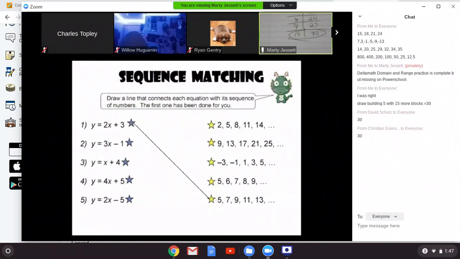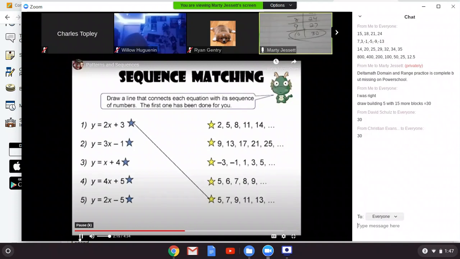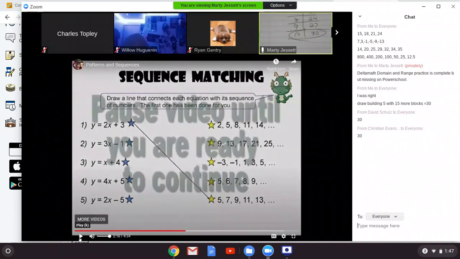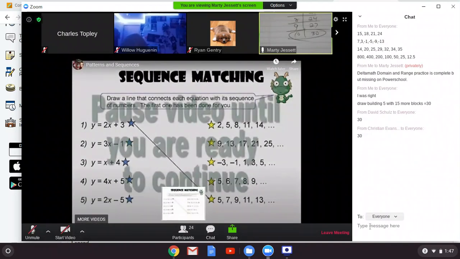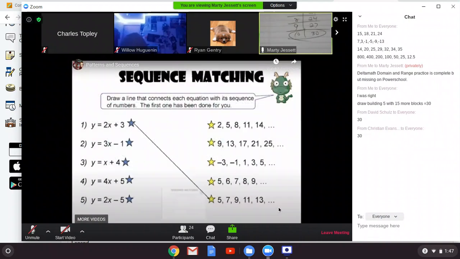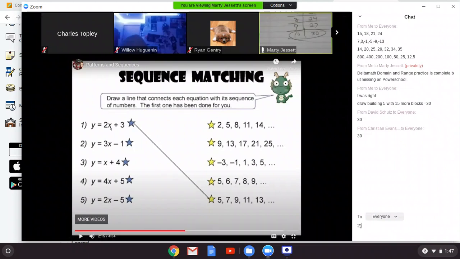Sequence matching. Draw a line that connects each equation with its sequence of numbers. The first one has been done for you. Okay, so you guys are going to try to figure out what matches with what. They already matched 2x plus 3 with this sequence down here. How did they do that? Well, we talked about earlier, the dragon talked about substituting 1, 2, 3, 4, and 5 in for x and seeing what those first 5 numbers are in the sequence.